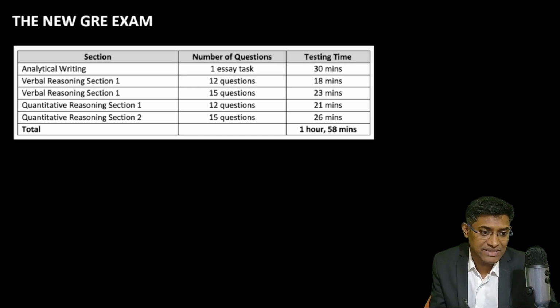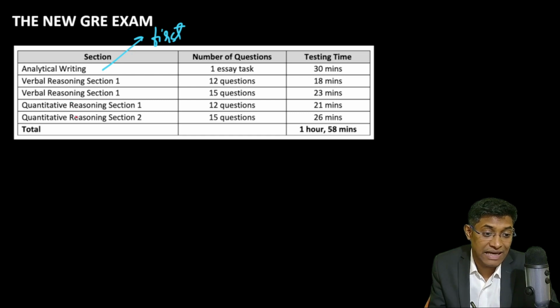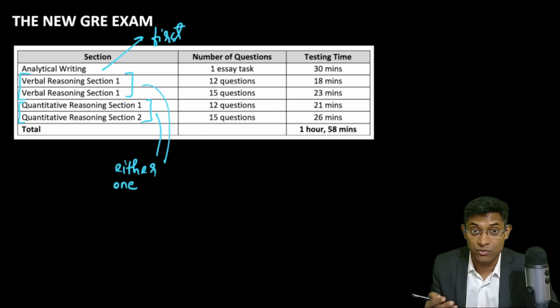So over here you can see that you have an analytical writing section, and then you have two sections for verbal reasoning, and in a similar manner you have two sections for quantitative reasoning as well. All right, so the first section when you write the GRE would be the analytical writing section. You will get that first, and when it comes to verbal reasoning and quantitative reasoning, you could get either one of them first and then the other one. So it varies from person to person.